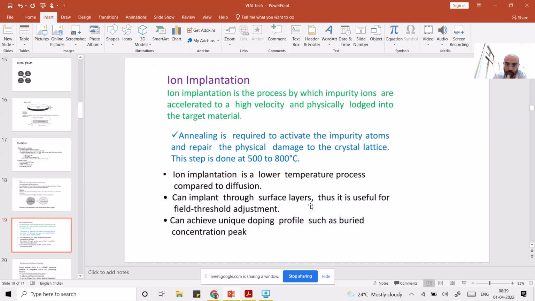With this, the process can be done at very low temperature. Basically, it is done at room temperature. So this is the only process which is done at room temperature in case of silicon wafer processing.